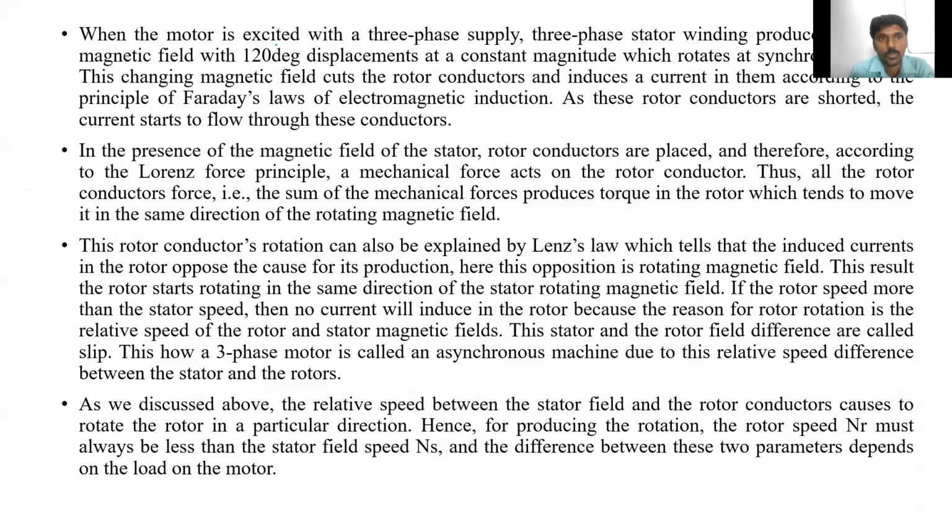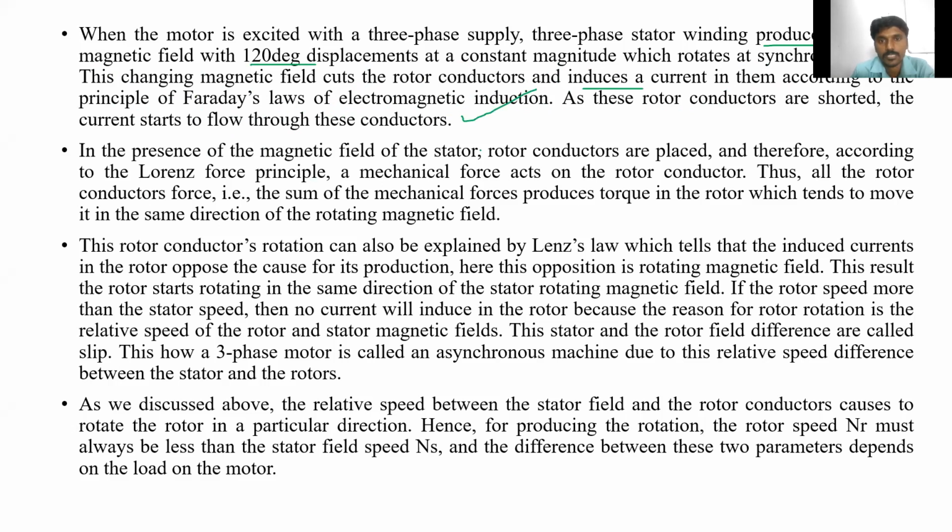Okay, so when the motor is excited with a three-phase AC supply, the three-phase stator winding produces a rotating magnetic field with 120 degrees displacement, a constant magnitude, which rotates at synchronous speed. This changing magnetic field cuts the rotor conductors and induces current in them according to Faraday's law, the electromagnetic induction. When the EMF is induced, and as the rotor conductors are short circuited, the current starts to flow through these conductors. Already we have seen this step in the flow chart.